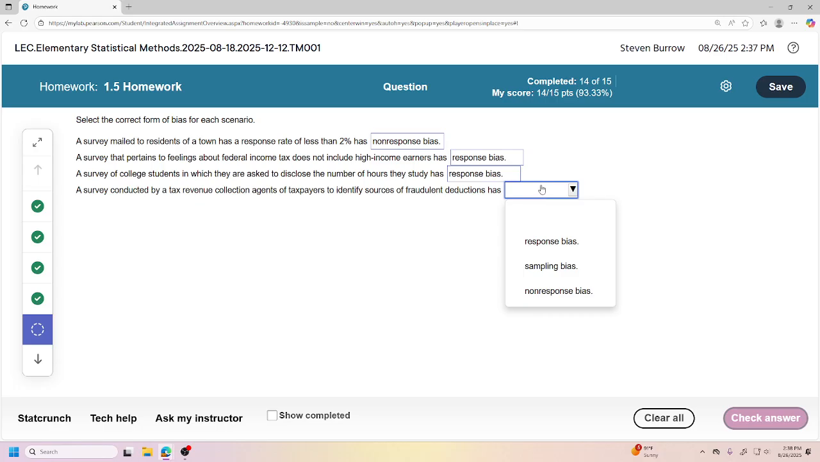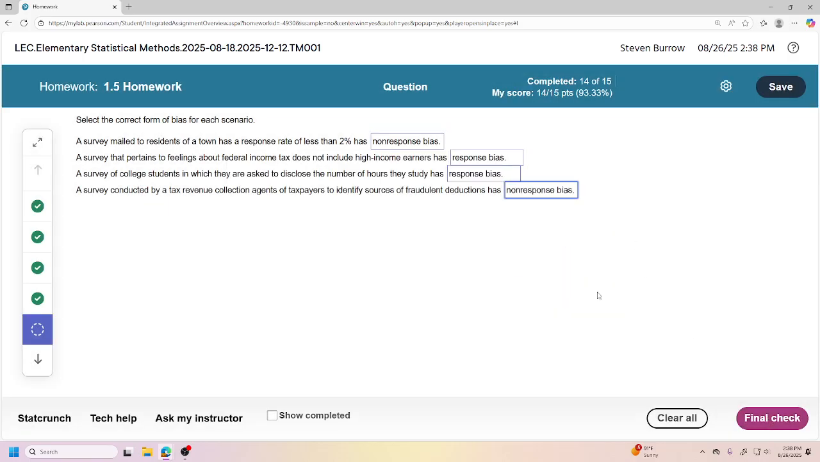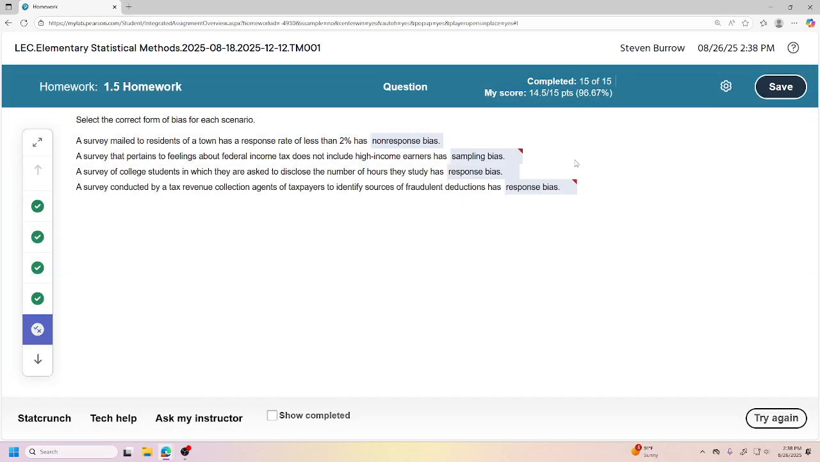All right. Survey about tax revenue, fraudulent something or others. Let's try it. I'm going to try this one, just because it's the other one, the non-response. Oh, I was wrong. So pertains to federal. This does not. Oh! I didn't read it. So you're not talking to some people. That's bad. You need to talk to everybody, even Bill Gates. And then this one here was about. Oh, we were right the first time. Okay. Anyways, now you know.